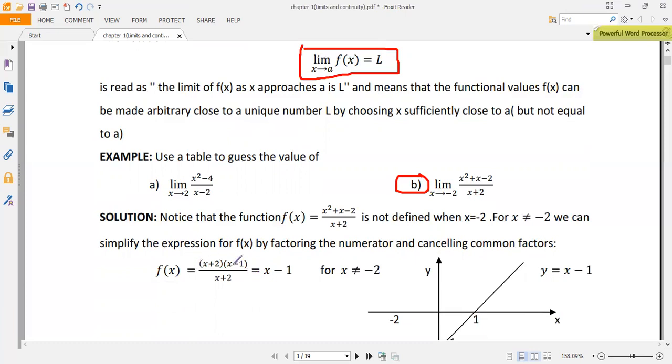So when we factorize the numerator, which is x squared plus x minus 2, those numbers whose sum is 1 and whose product is minus 2 are 2 and minus 1, so (x plus 2) times (x minus 1) over (x plus 2). So cancelling x plus 2 and x plus 2, we get f(x) is equal to x minus 1 for x different from minus 2, because at x equal to minus 2, it's not defined.